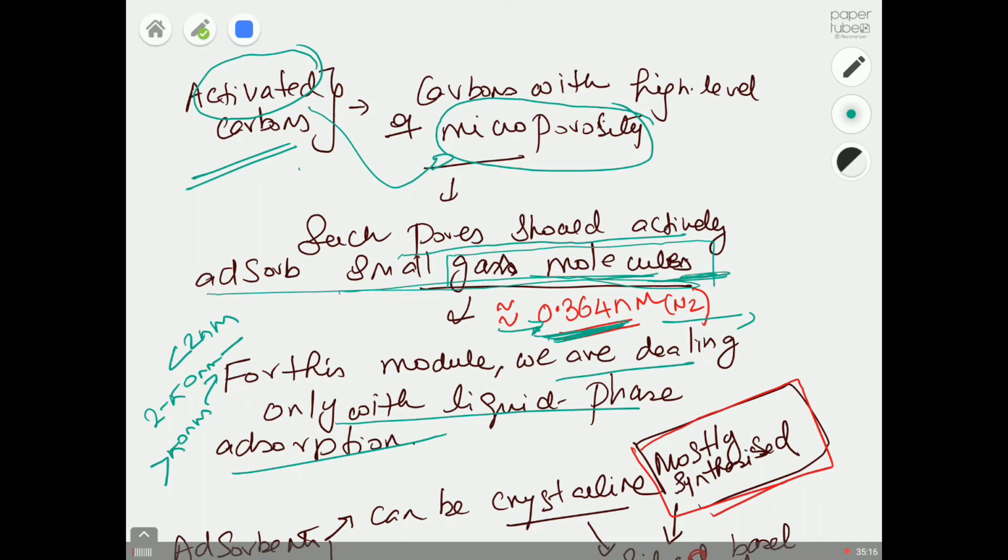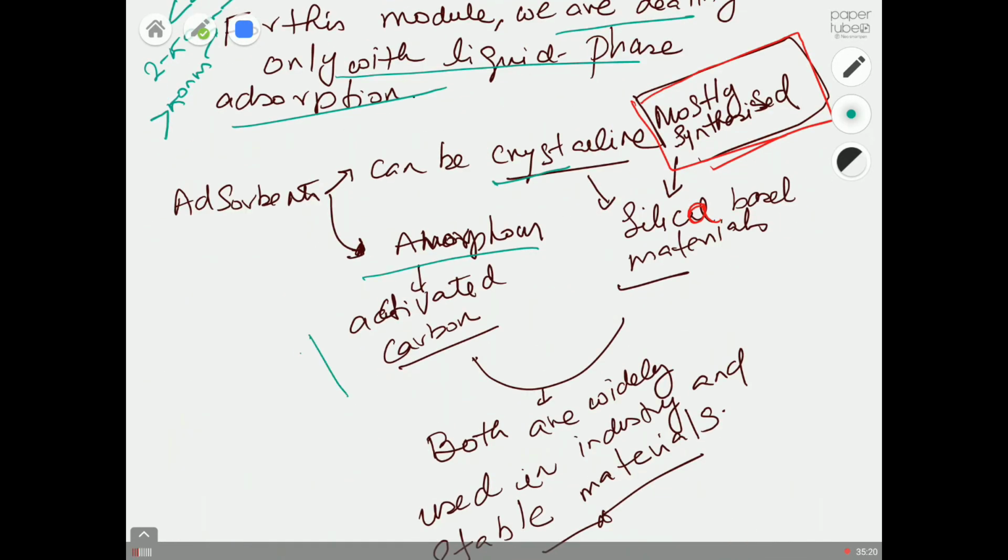And a few more things you should remember: adsorbents can be crystalline or amorphous. Activated carbon is an amorphous material. Then there are some crystalline materials, some silica based, like zeolites, and more recently more sophisticated materials we call metal organic frameworks. We don't have to go into those details, but just remember there is no rule that adsorbents should be crystalline or amorphous. There is no rule like that.